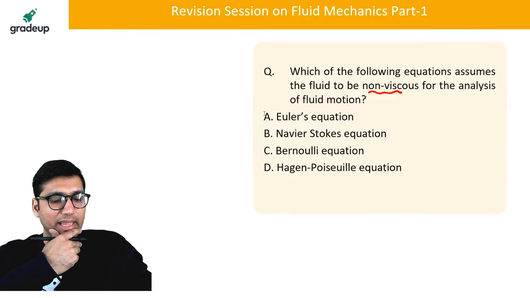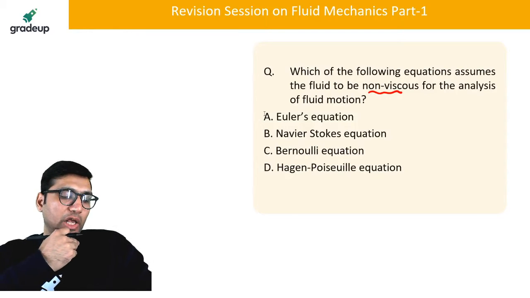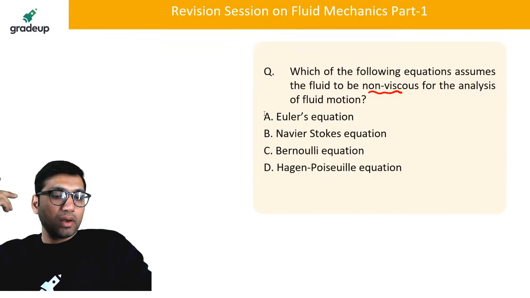Yes, come on everyone, tell me. A, C both. A, C both. Okay. It is Euler equation, Bernoulli equation. That is for sure. What about Hagen-Poiseuille equation? Is it only for laminar flow? It is for turbulent flow also.